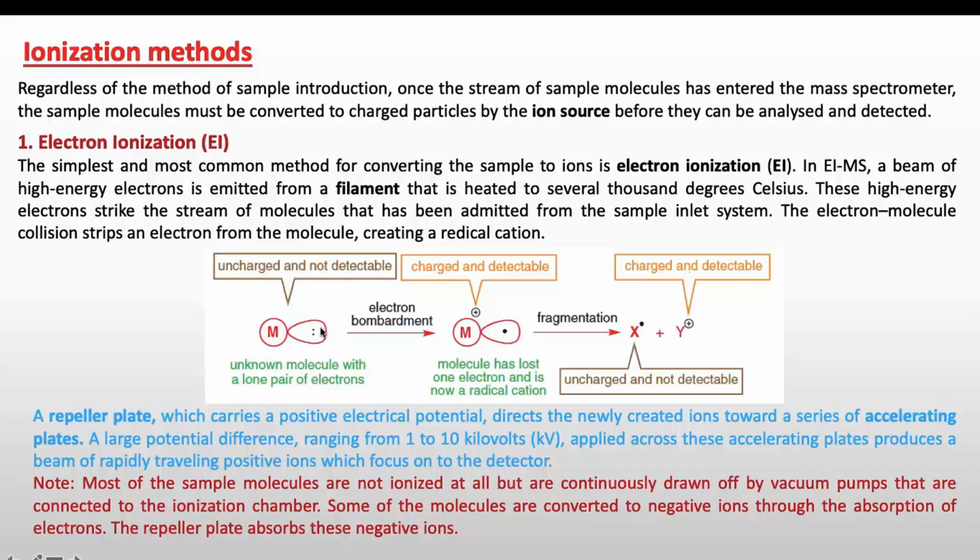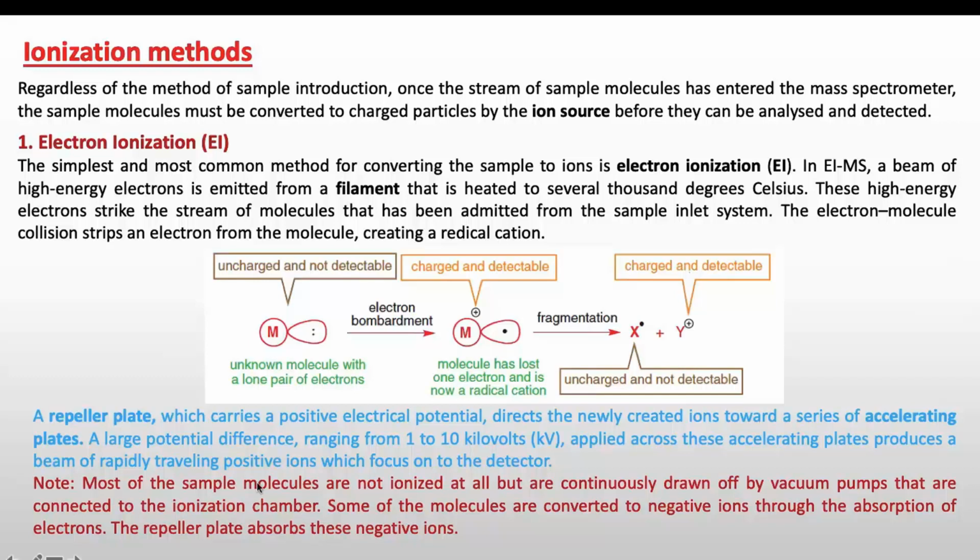Now a repeller plate which carries a positive electrical potential directs the newly created ions towards a series of accelerating plates, and a large potential difference ranging from 1 to 10 kilovolts applied across the accelerating plates produces a beam of rapidly traveling positive ions which is focused onto the detector.